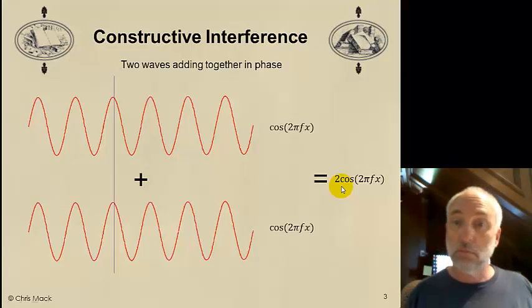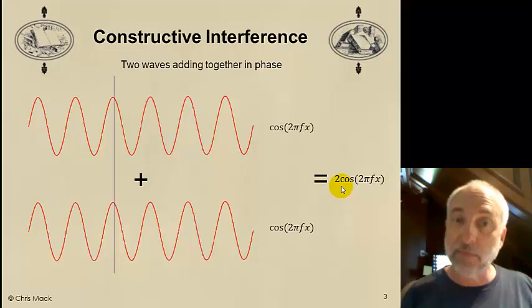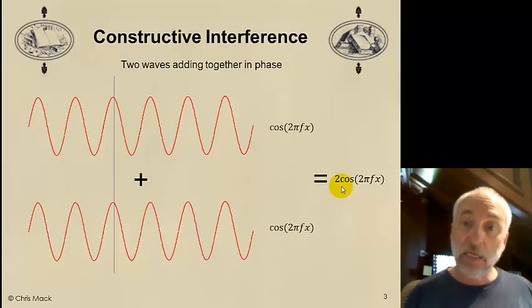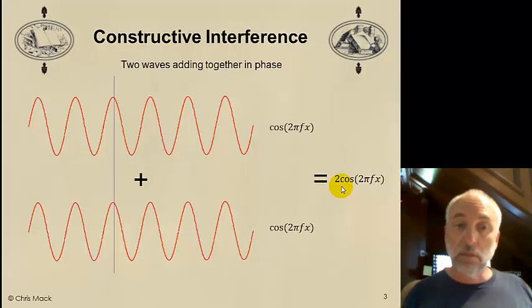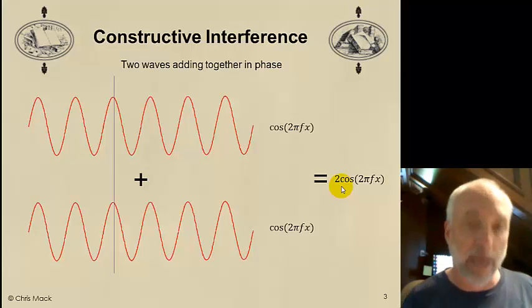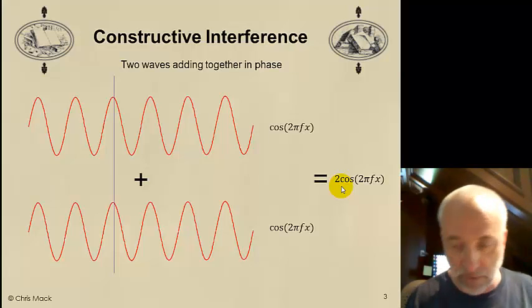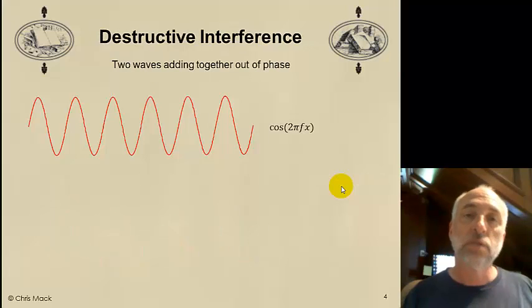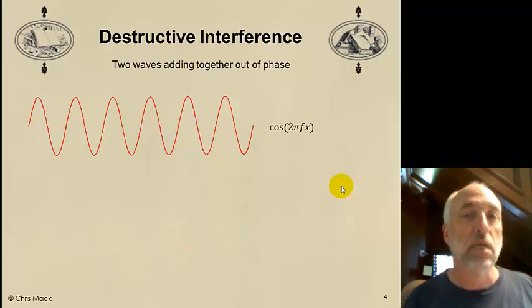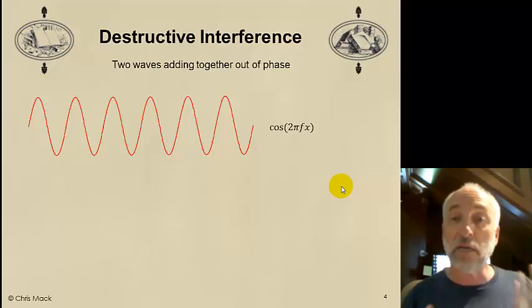In other words, when the two waves are in phase and I add them together, they interfere constructively, giving me a new wave that has a greater amplitude. That's called constructive interference. Destructive interference, what does that mean? It means adding two waves that are out of phase.